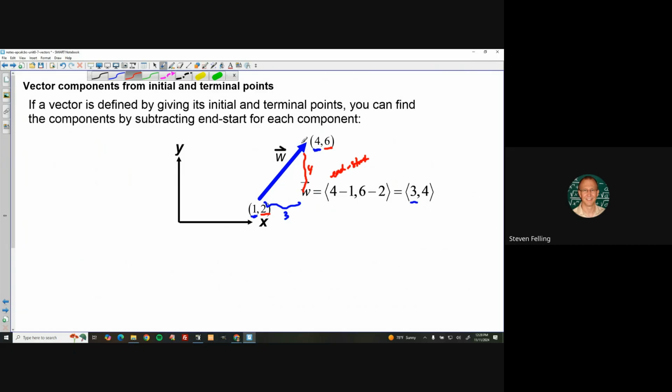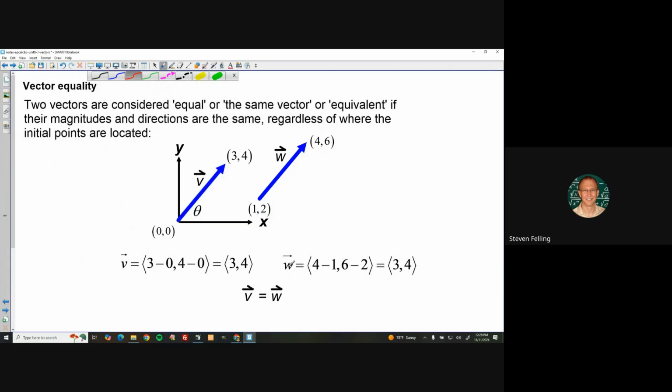And vectors are indicated geometrically with an arrow. Right? So two vectors are considered equal if they are the same distance in the same direction, regardless of where the vector is located in the xy plane. So if you have a vector that starts at 0, 0 and goes to 3, 4, so it goes 3 over and 4 up. And you have a vector that starts at 1, 2 and ends at 4, 6, and it goes 3 over and 4 up.